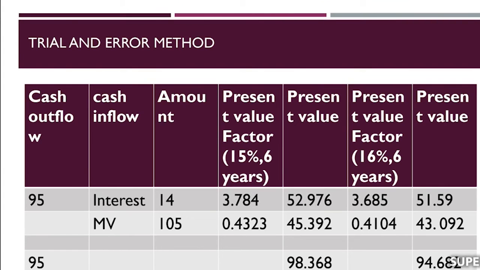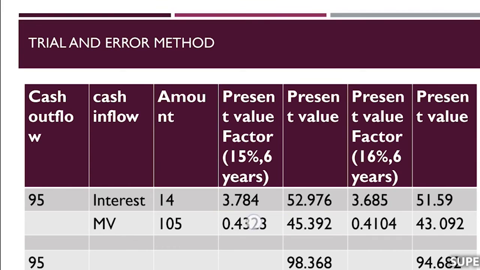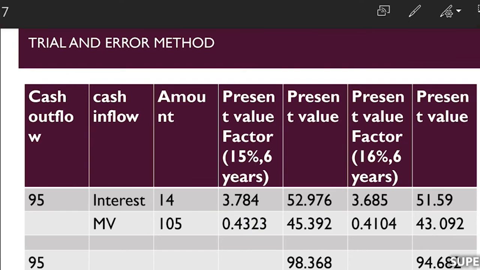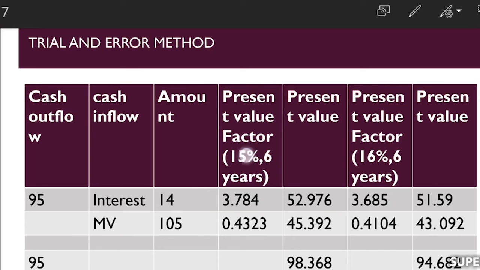We have multiplied 14 with present value factor annuity at the rate of 15% for 6 years. Now we need to calculate the present value of 105 at the rate of 15% discount rate. So we are multiplying 105 with present value factor because we are getting the maturity value at the end of the 6th year only. So we are multiplying present value factor at 15% for the 6th year, that is 0.4323, with 105. Then we will get present value of ₹105 as 45.392. Then the total present value of cash inflows is 98.368 at discount rate 15%.